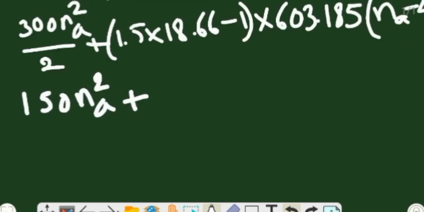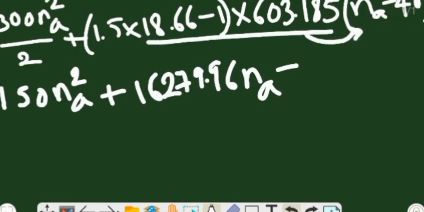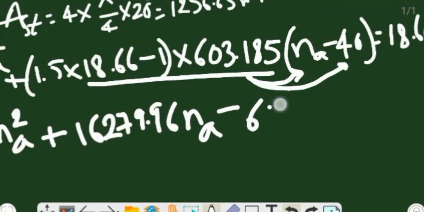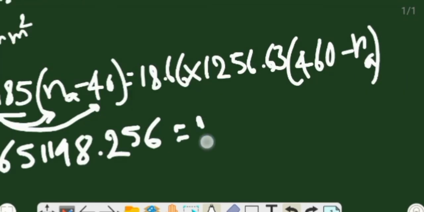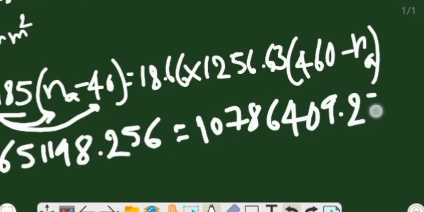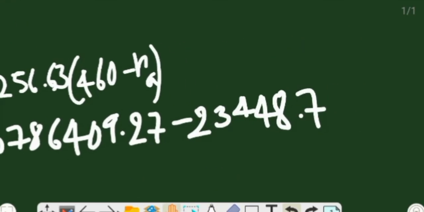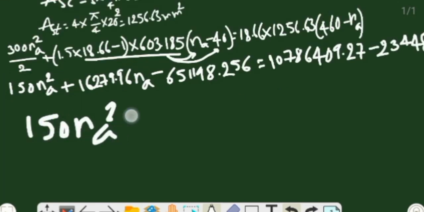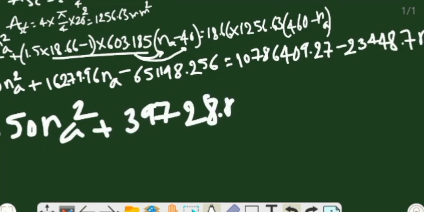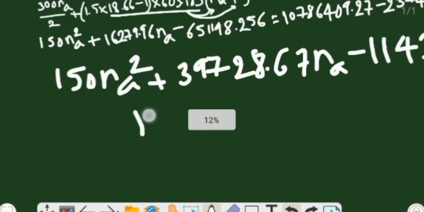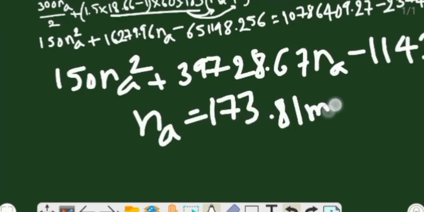300 by 2 is 150 into na square. Multiplying this whole term to the na and 40, we get 16279.96 into na minus 651198.526 equals 10786409.27 minus 23448.71 na. Take all terms to the left side and we get the quadratic equation form. By solving this quadratic equation, we get the na value. Actual neutral axis equals 173.81 mm.